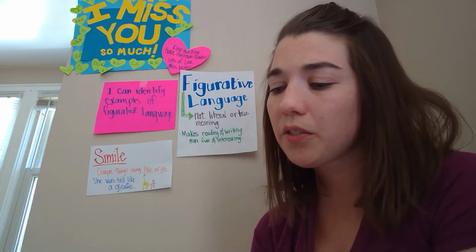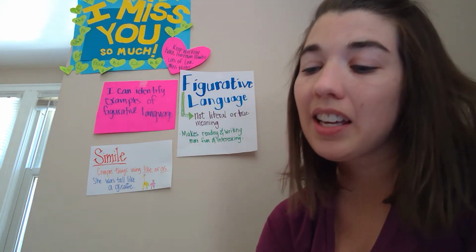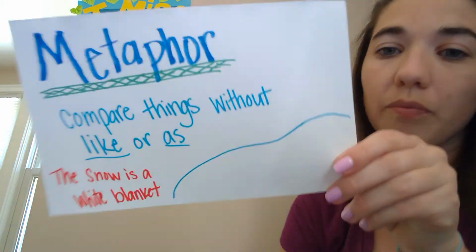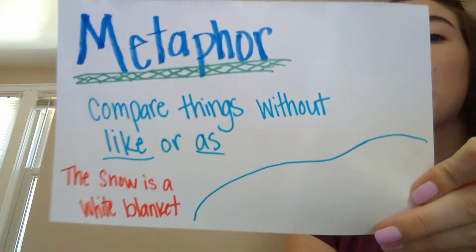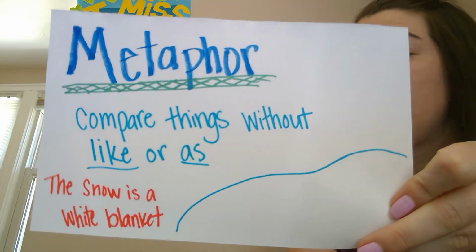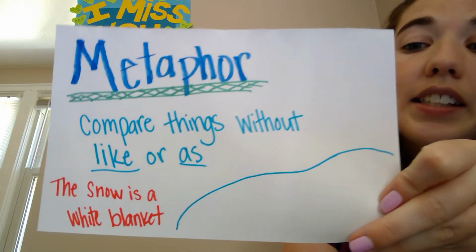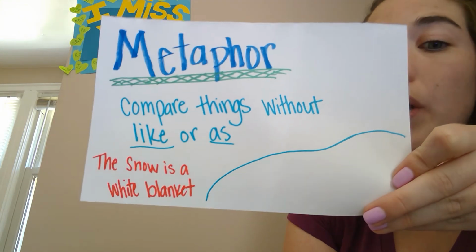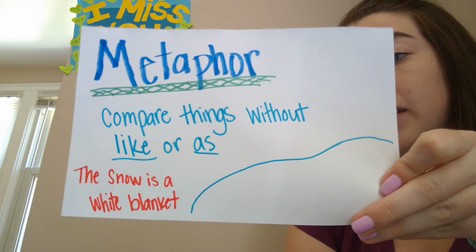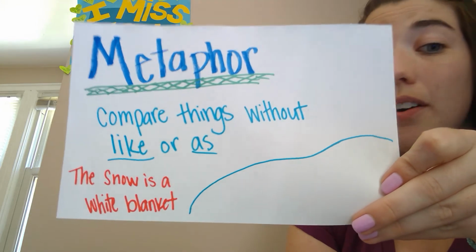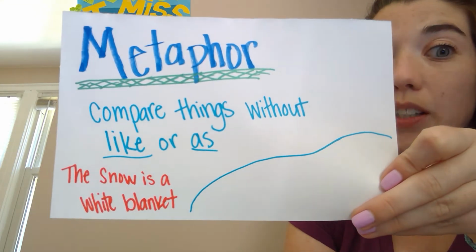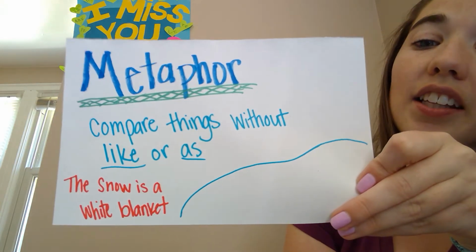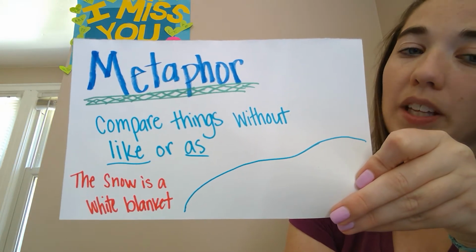The next one that kind of goes along with simile is a metaphor. Metaphor is very similar because I'm still comparing two things, but I'm not using the word like or as. My example would be, the snow is a white blanket. I don't say it's white like a blanket. I didn't say the snow is as white as a blanket. I just said the snow is a white blanket.